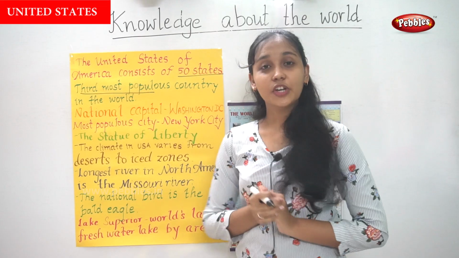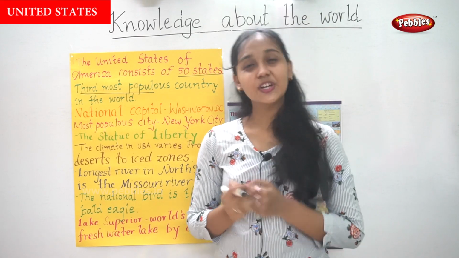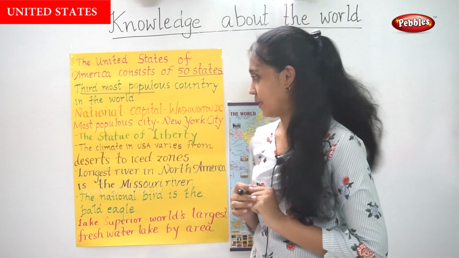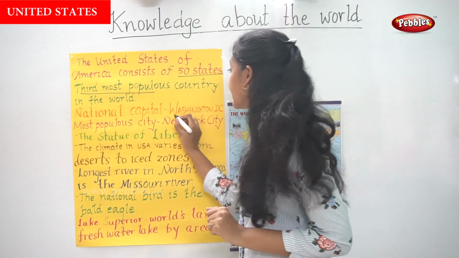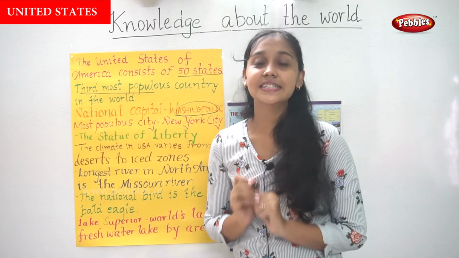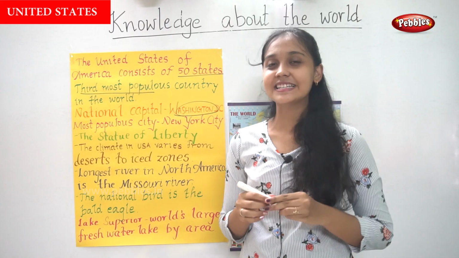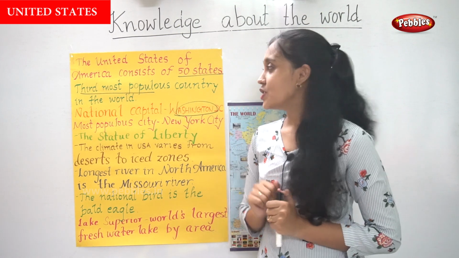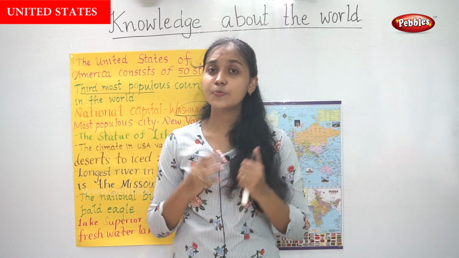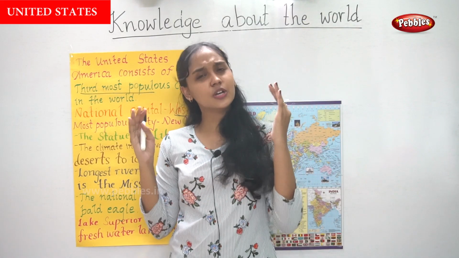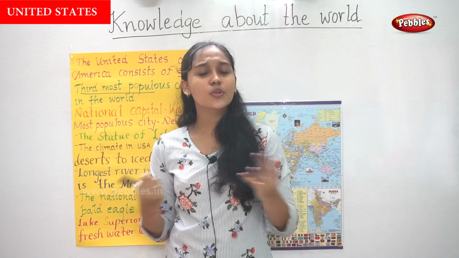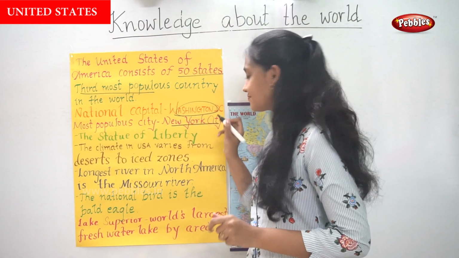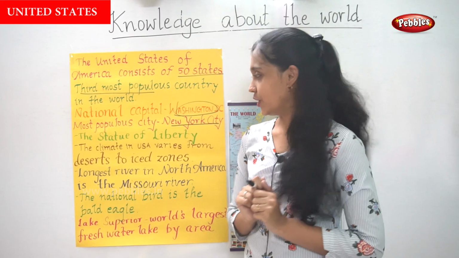Now, moving on to the national capital. Do you remember what was the capital of Canada? Yes, it was Ottawa. Here, for the United States, the capital is Washington DC. You must have heard this name also very commonly. The most populous city. I told you it is the third most populous country in the world. So, within the country, which is the most populous city? It is New York City. So, that you need to know.